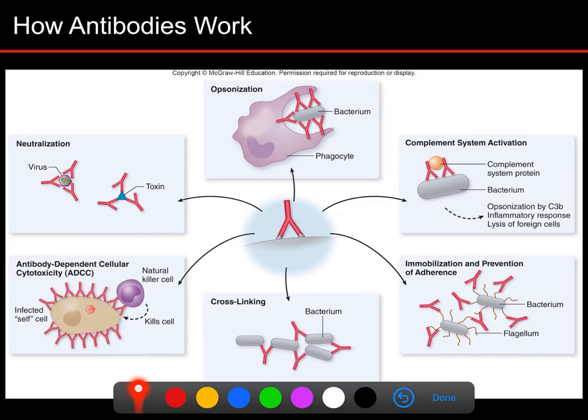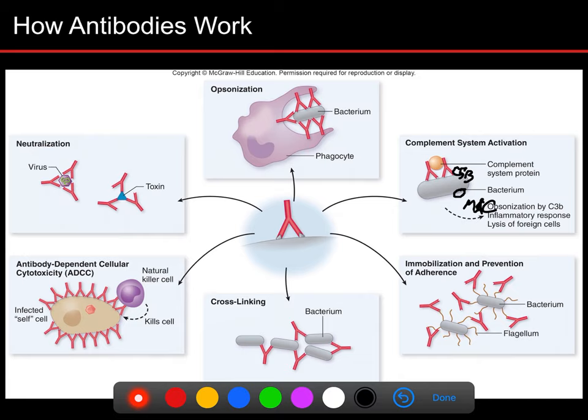C3a, of course, stimulates an inflammatory response, which, if you have antibodies, is probably already going on. C3b acts as an opsonin, which antibodies also do, so it's kind of like icing on the cake. But it also results in the conversion of C5 into C5a and C5b. And C5b is going to assemble the rest of the complement proteins, C6 through 9, into the MAC complex.